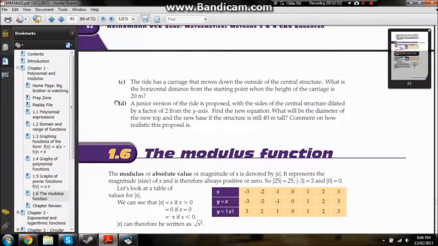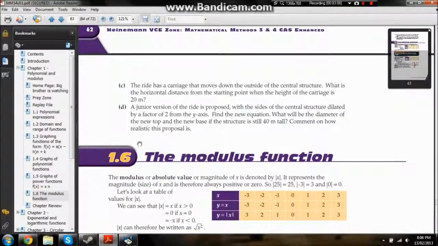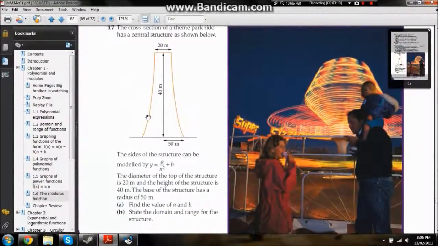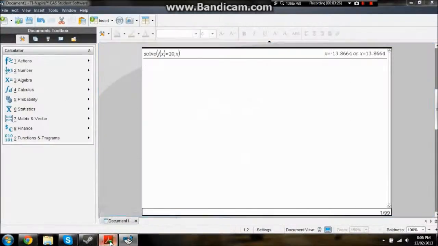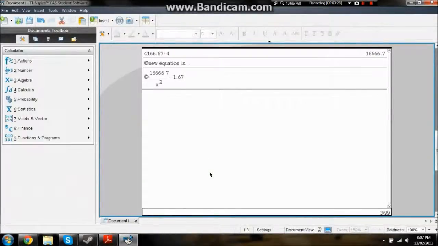Part D. A junior version of the ride is proposed with the sides of the central structure dilated by a factor of 2 from the y-axis. Find the new equation. What will be the diameter of the new top and the new base if the structure is still 40 meters tall? Comment on how realistic this proposal is. So what this question's asking is if this part here and this part here were dilated by a factor of 2, in other words moved out this way, the base is obviously going to be wider and the diameter of the top is obviously going to be wider. So you've got to find the new equation and then graph that, which I've done.